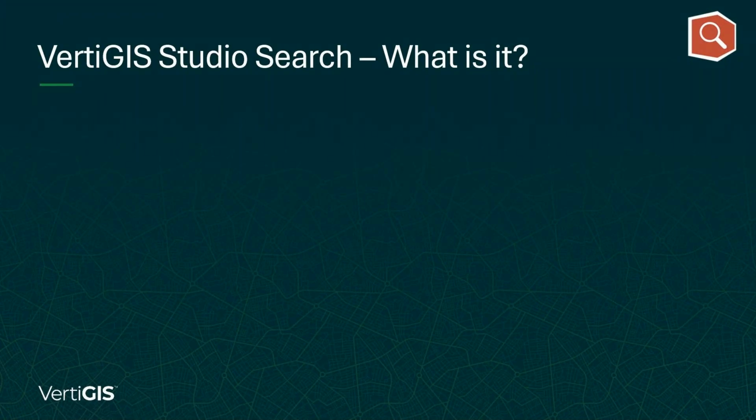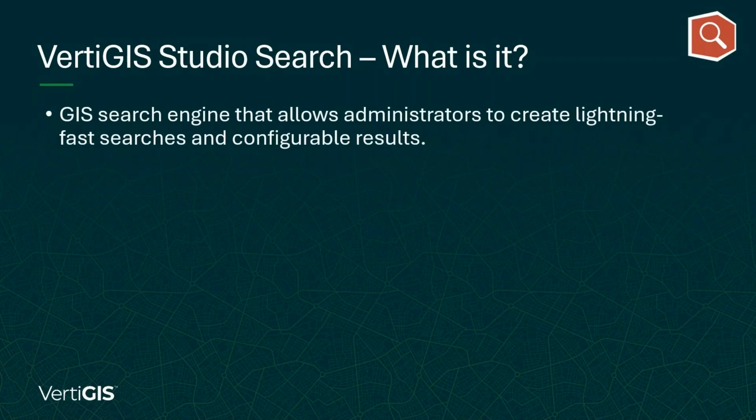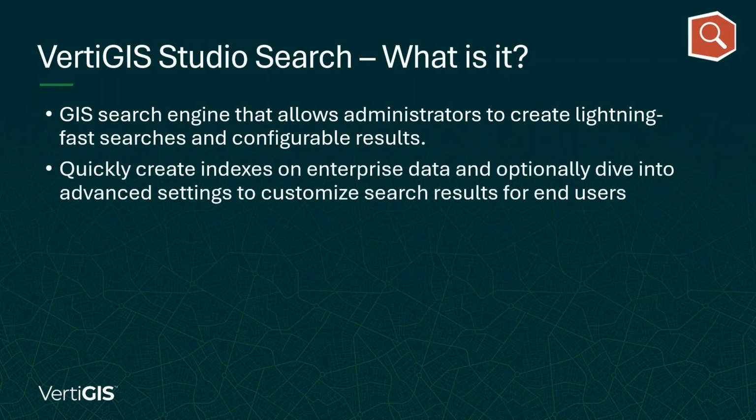So let's start by talking about what VertiGIS Studio Search is, and then we'll dive into some differentiation between Studio Search and what you're currently allowed to have with Studio Web, and then we'll dive into the demo. So Studio Search is a GIS search engine that allows administrators to create lightning-fast searches and configurable results. It also allows you to quickly create indexes on enterprise data. So what Peter was talking about, we connect to your portal and the map services on that. And then it also allows you to optionally dive into advanced settings to customize the search results for your end users.